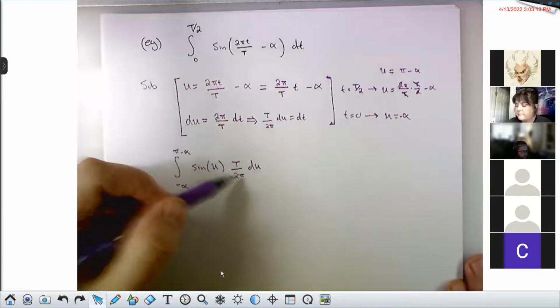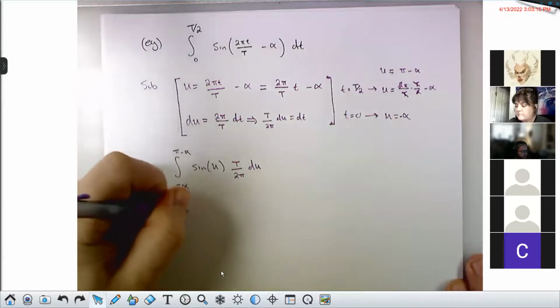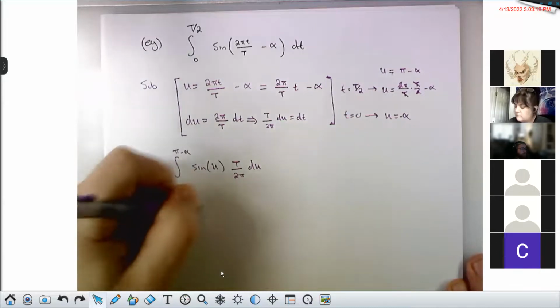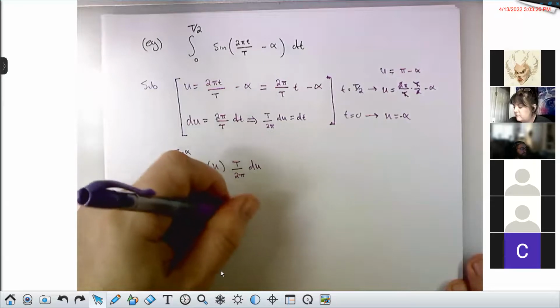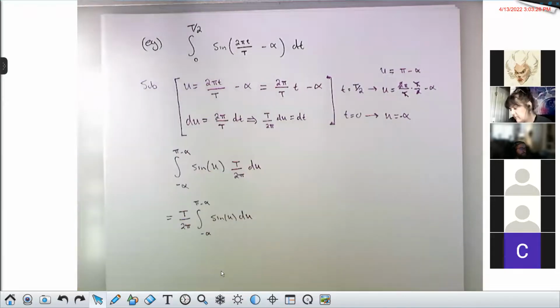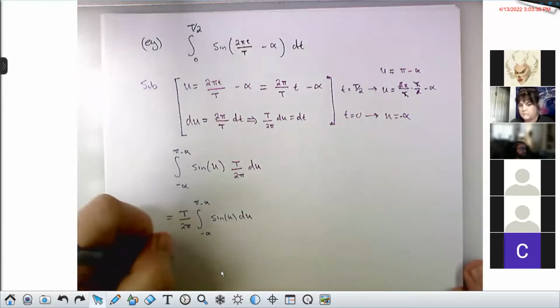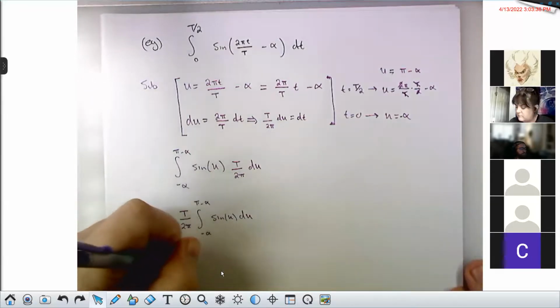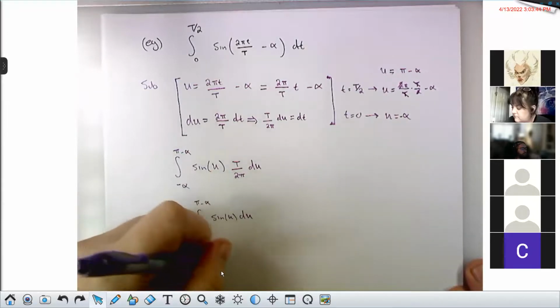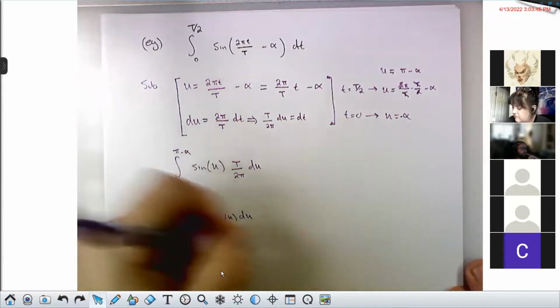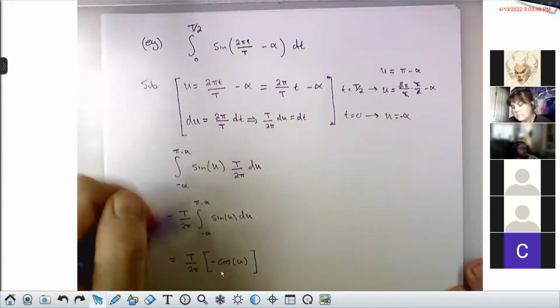Again, big T is a constant, pi of course is a constant. So big T over 2 pi comes out. Integral negative alpha to pi minus alpha, sine of u du remains. Antiderivative for sine would be cosine. So this is big T over 2 pi times, oh sorry, negative cosine of u. And we evaluate this between our new bounds.